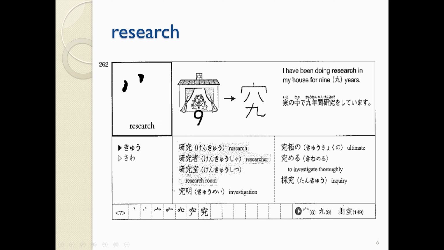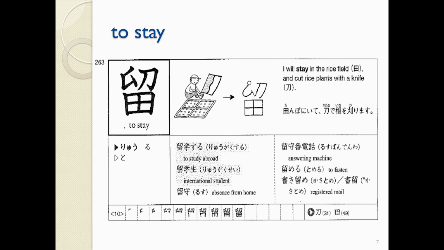Kenkyu no kyu. Kenkyusha no kyu. Our next kanji is ryu. This is the ryu in ryugakusuru and the ryu in ryugakusei. So this is one that we will see very often. So we are going to start with this part here, and then we have like katana and Tanaka-san no ta.